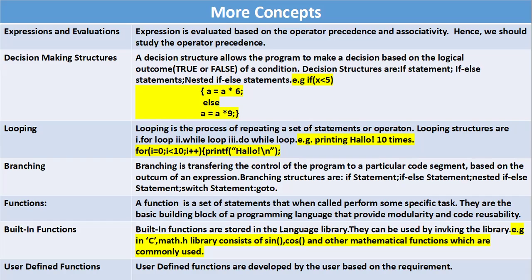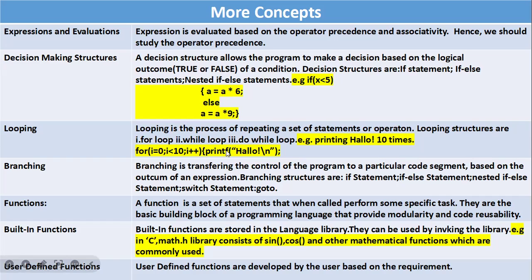That is, if the expression is true, you can take a decision, and if it is false, you take another decision. For example, if x is less than 5 is true, then a is equal to a into 6. Now, if x is less than 5 is false, then a is equal to a into 9.